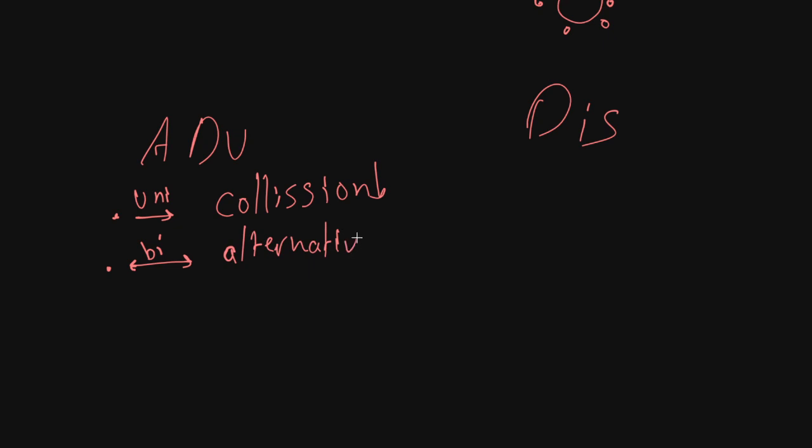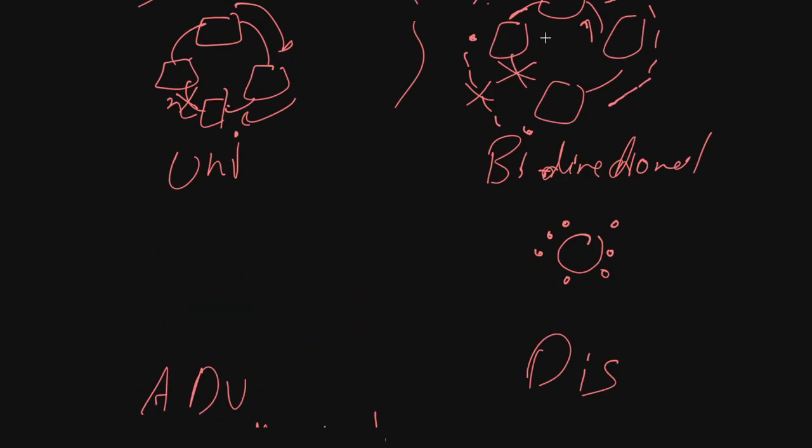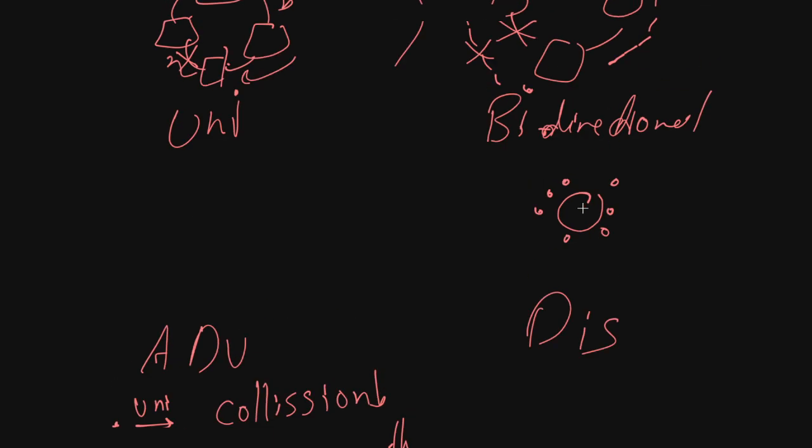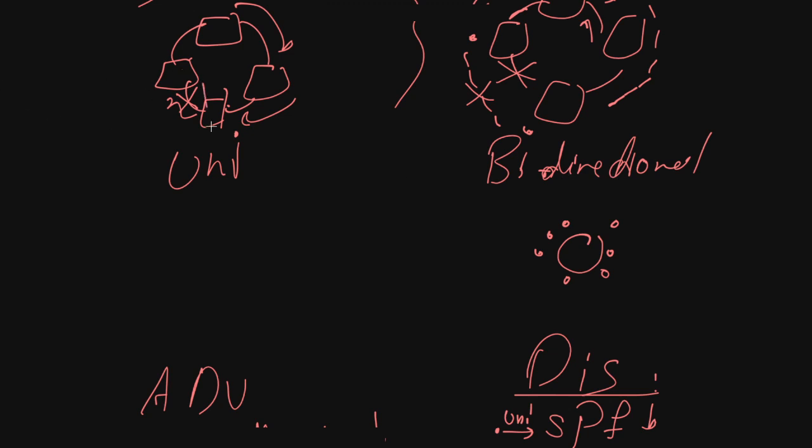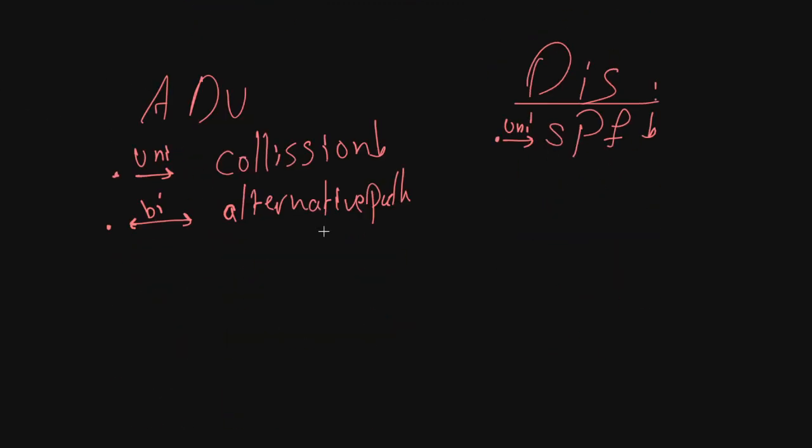Alternative path. As you can see here, if one of these nodes fails, or one of these cables fails, there is an alternative path. The problem in the unidirectional is that there is a single point of failure, which makes it bad. If one of these nodes fails, the entire connection fails.